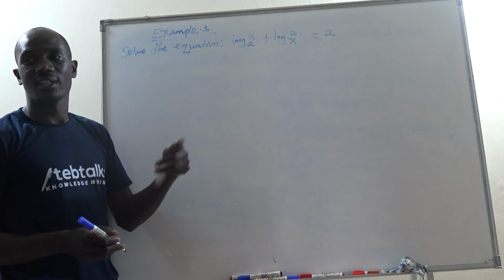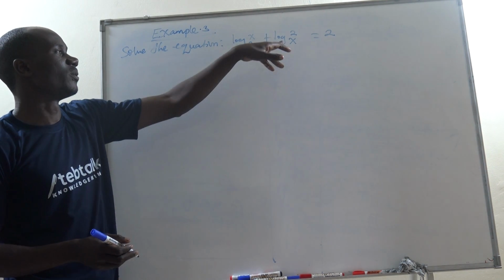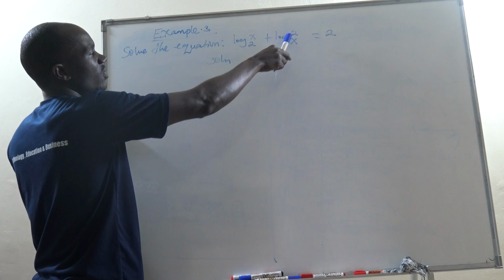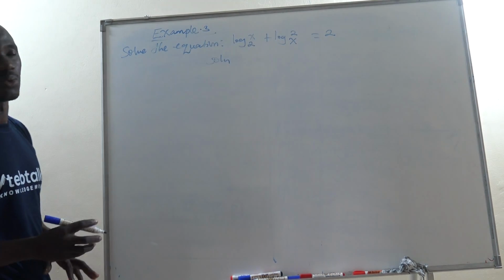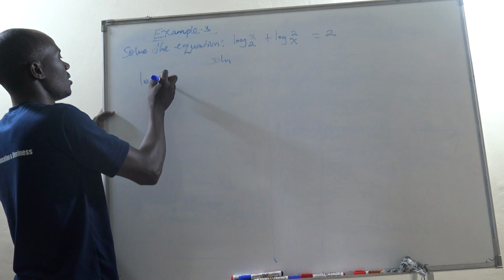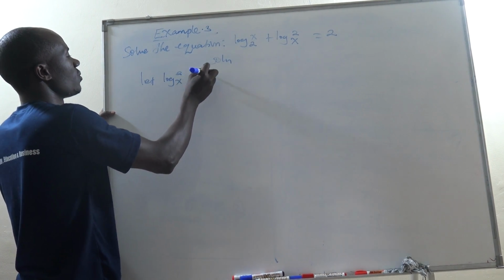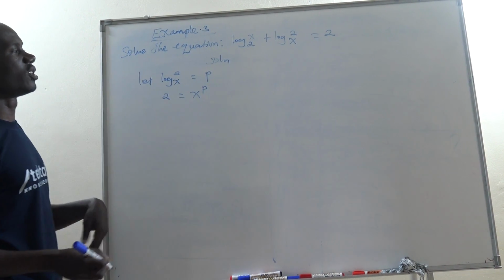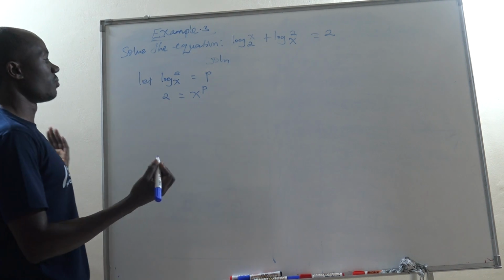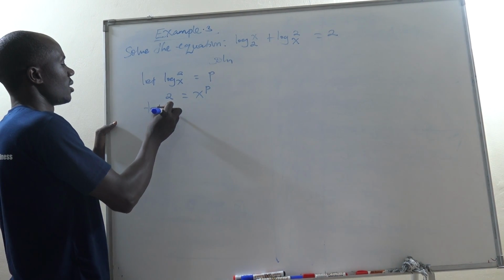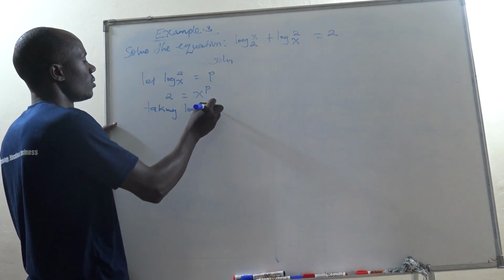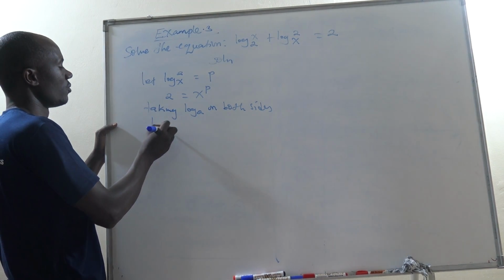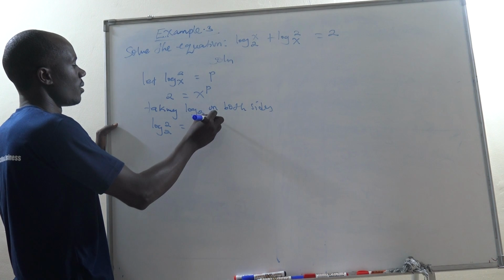So we are going to apply the other rule which we have already proved, that takes it back to the original base. Solution. We can change log of 2 to base x into log of x base 2. So let log of 2 base x equal p. So 2 is the same as x power p. Our interest is to take it to base 2. Taking log at base 2 on both sides becomes log of 2 equals log of x power p base 2.